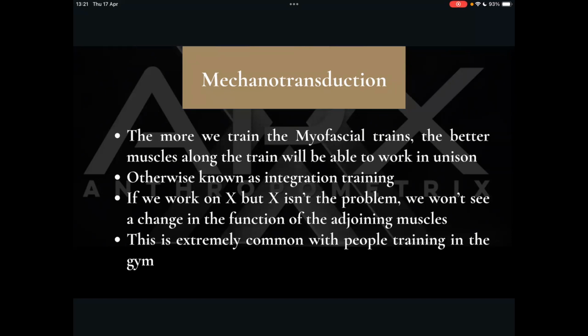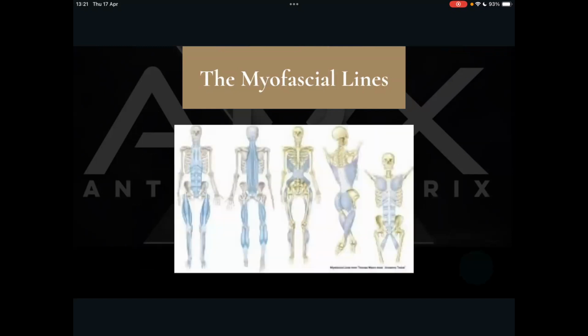90% of people who have knee and hip issues, you have to go to the foot. And again, once you see the visuals, you'll understand that. It's not voodoo. It's just by following the trains. It makes so much more sense when you get a better understanding of it. So these are the myofascial lines.